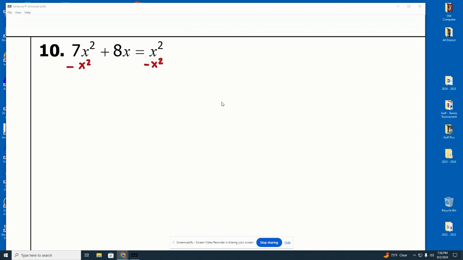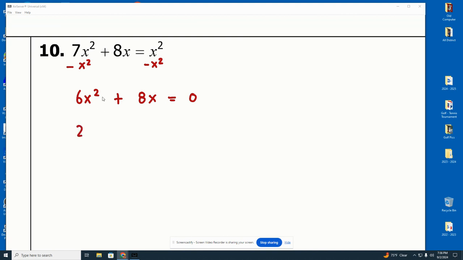Well, 7x squared minus 1x squared is 6x squared. And then plus 8x equals 0. Now again, remember, go through your process of thinking here. It's 1, 2 terms, binomial. And is there a greatest common factor that I can pull out of 6 and 8? Well, for sure. They're both divisible by 2.